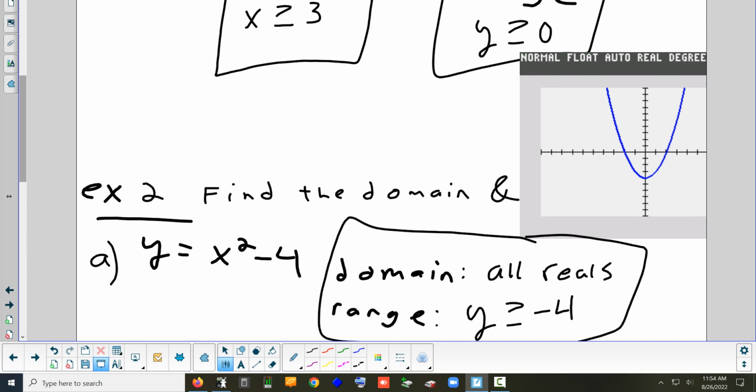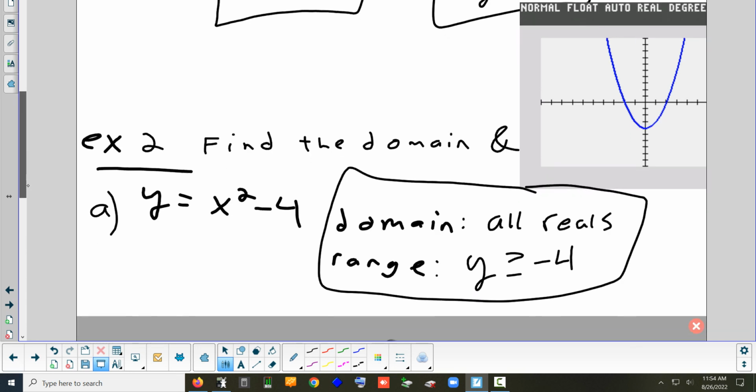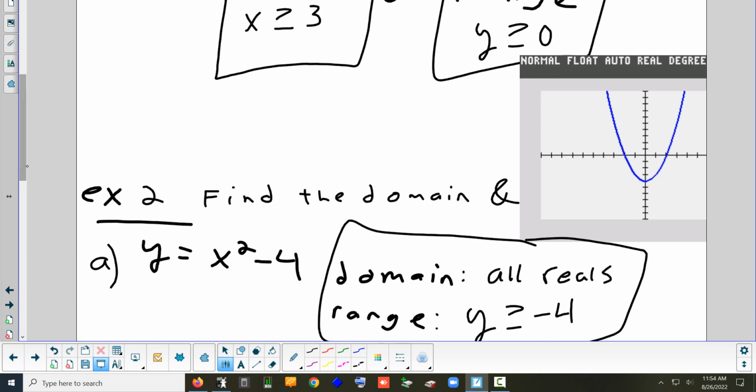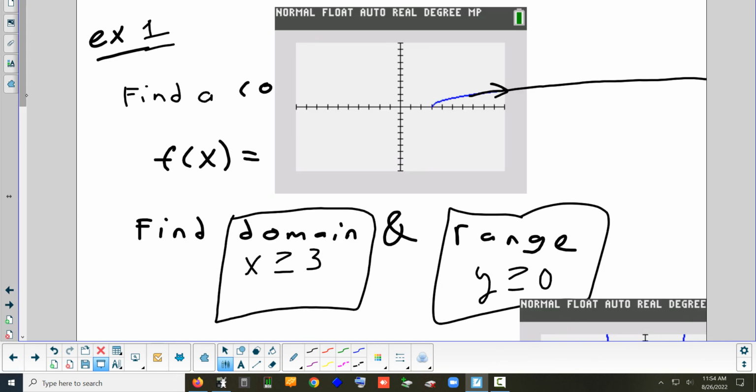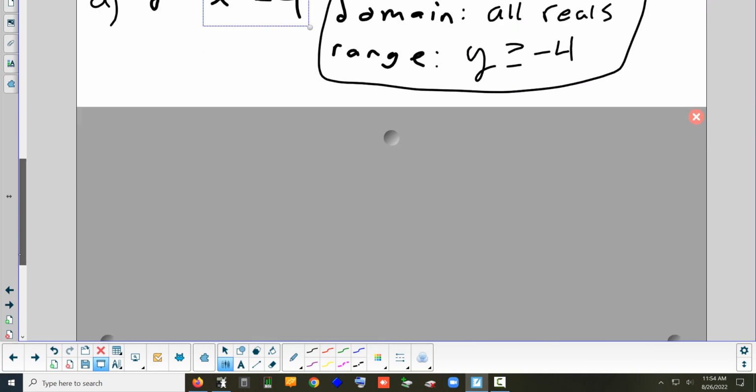Alright, and just to clarify, the domain was all real numbers because any number can be squared by itself. You can plug 0 in and square it. You can plug in negative 8 and square it. You can plug in 2/3 and square it. You don't have the problem here where if you plugged in a certain number, you could end up with a square root of a negative. That doesn't happen here.